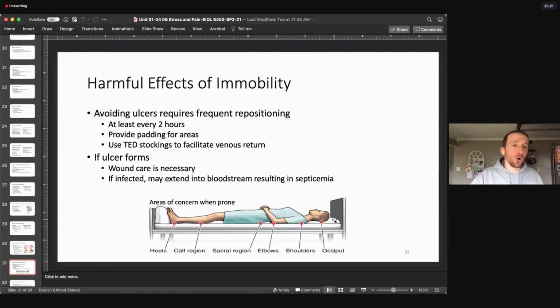Some areas of concern. This is, again, in a prone patient, so just use your anatomy training that you all have had. If they were laying on a lateral side, or for some reason laying face down, where would the pressure points change? But your heels, calves, sacrum, elbows, shoulders, and the occipital region are all points where you have pressure, because that's where contact is being made and bone is in close proximity. There's little gap between the bone and the skin in those areas.